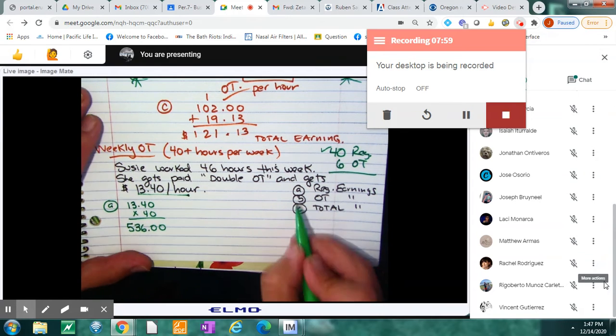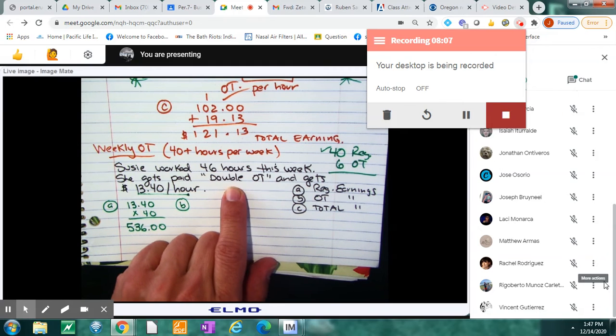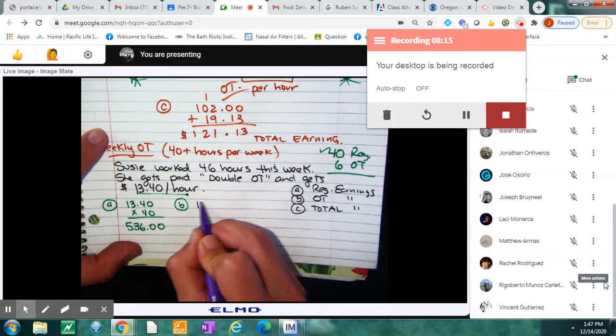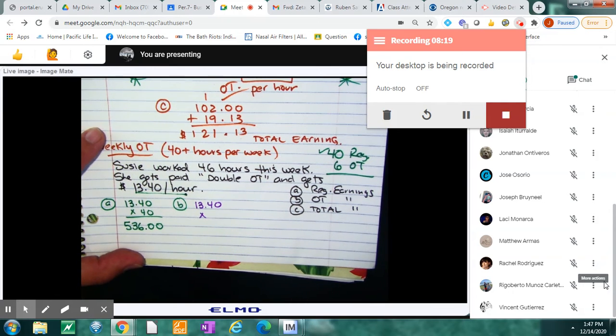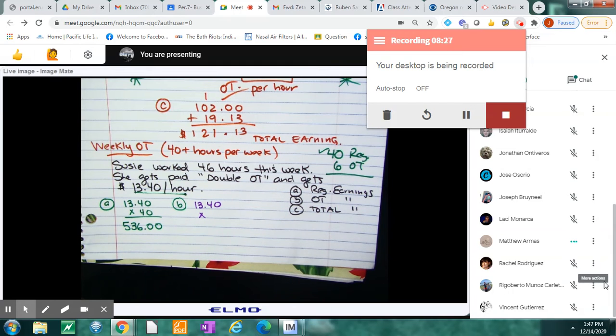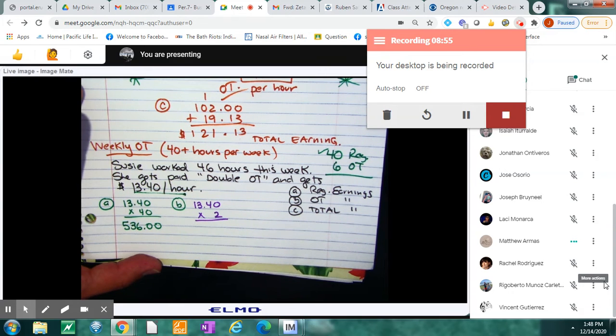Now let's calculate overtime. Remember, overtime is double. Overtime is not $13 per hour. How much is it? It's double overtime. So what do I multiply by? Matthew, what am I going to multiply the $13.40 by to calculate the double overtime pay? Would it still be 1.5? Well, remember it's double. So what's double? 2. Yes, very good. Double is 2, so you multiply by 2.